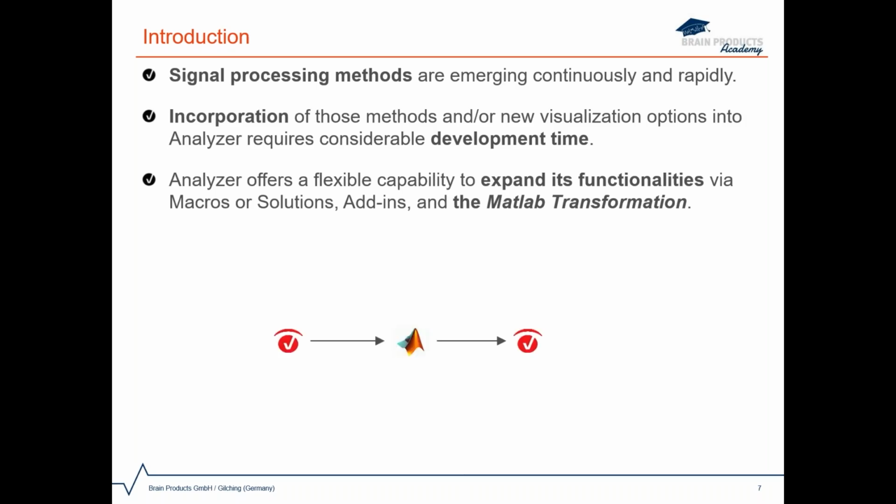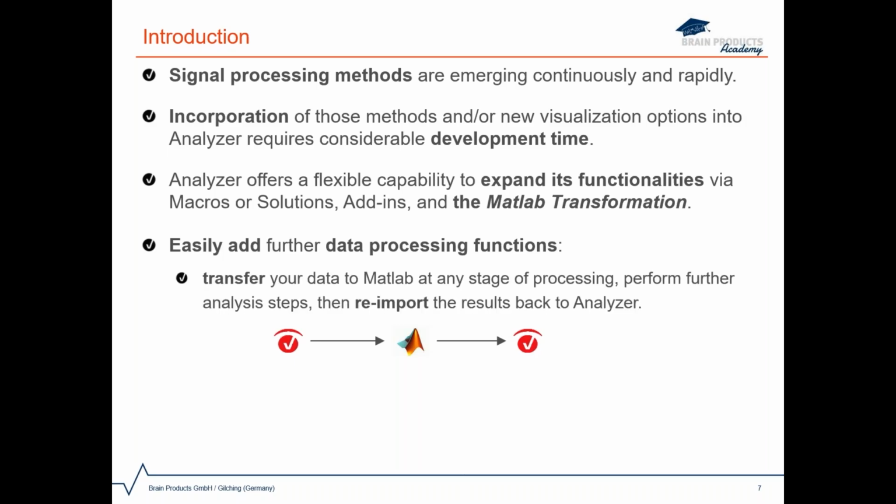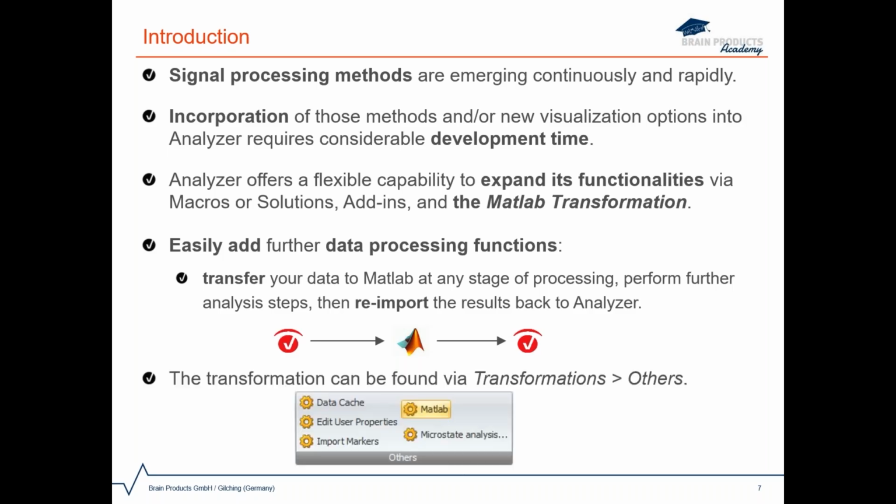With this transformation, it is possible to add further data processing functions to your pipeline, transfer your data to Matlab at any stage of processing, and perform further analysis steps, then import the results back to Analyzer and continue analyzing your data. It is particularly useful if you intend to reproduce results using other methods which are not available in Analyzer. By the way, the transformation can be found via the Transformations tab in the group Others.